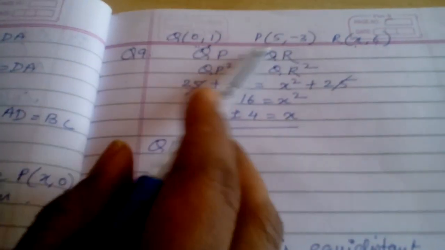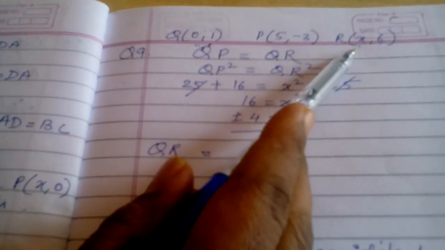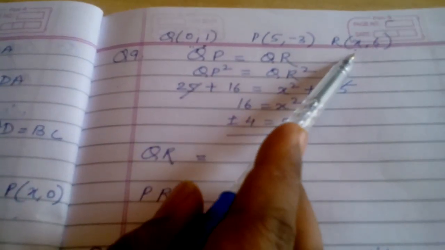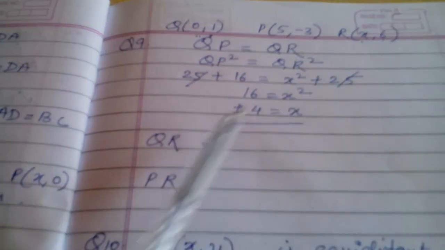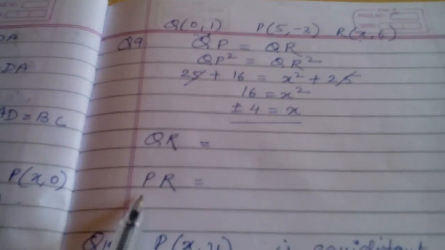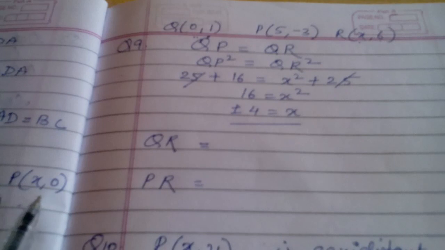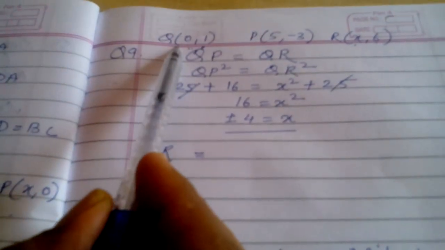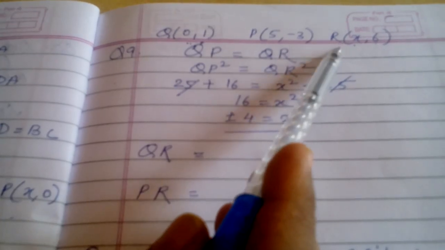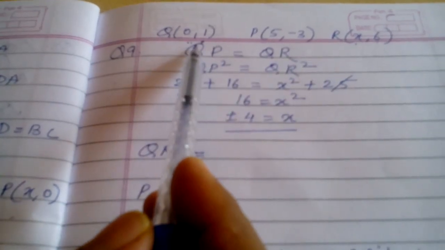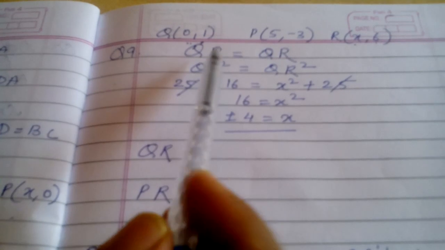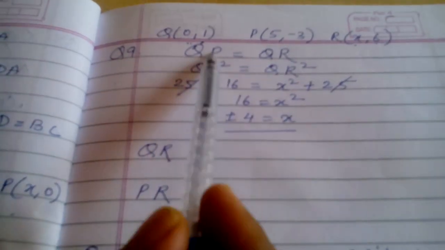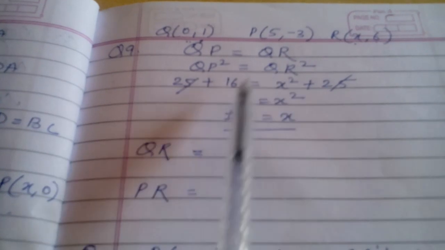See the question number 9. Coordinates of Q, P and R are given. We have to find out the value of x. First we need to find out the value of x and then we have to find out the distance QR and then the distance PR. So here it is given that point R is equidistant from the points Q and P. So QR will be equal to PR. So QR square will be equal to PR square.